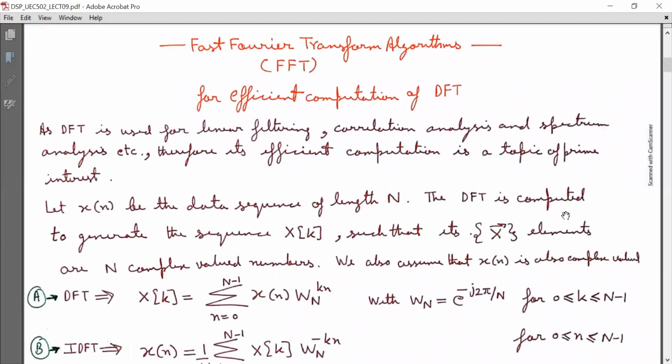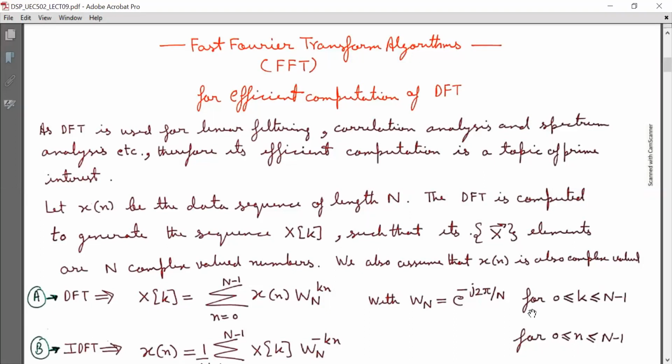Today we will do fast Fourier transform algorithms, commonly known as FFT, for efficient computation of DFT. As DFT is used for linear filtering, correlation analysis, and spectrum analysis, etc., its efficient computation is a topic of prime interest.